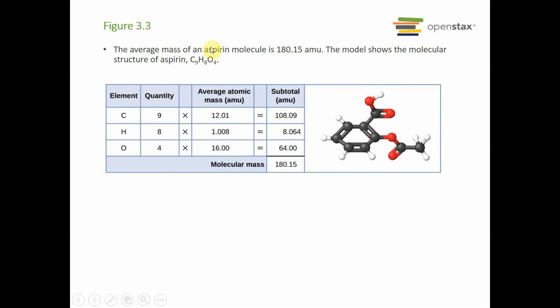The average mass of an aspirin molecule is 180.15 atomic mass units. This model shows the molecular structure of aspirin, C9H8O4. So 9 times the atomic mass of carbon, 8 times the atomic mass of hydrogen, and 4 times the atomic mass of oxygen, all total gives you 180.15.